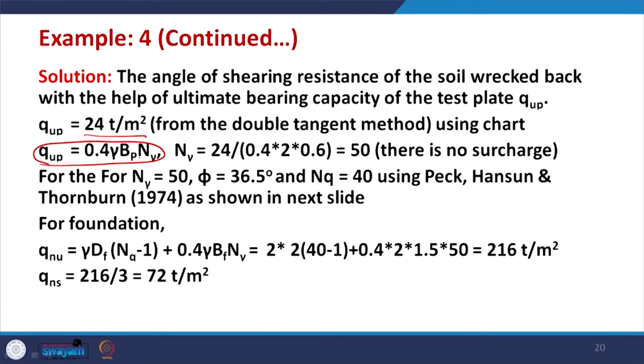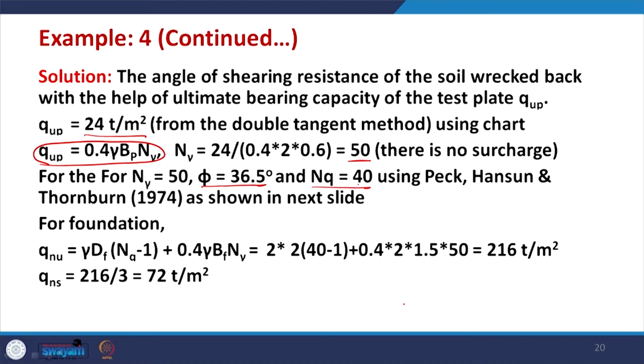So, N gamma can be calculated, and N gamma comes 50. Once you know the value of N gamma, then using the back calculation, you find the corresponding value of phi, and N gamma 50 corresponds to phi equal to 36.5 degree. Once phi is known, then you can calculate for the footing the value of NC and NQ, but NC is not required because C equal to 0, it is sandy soil. So, NQ comes out to 40.